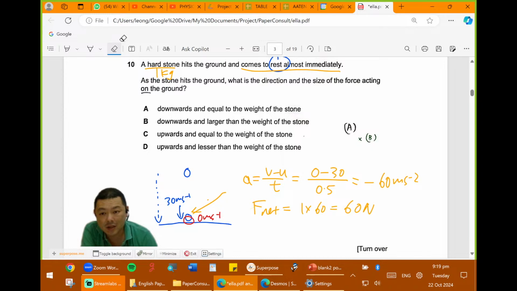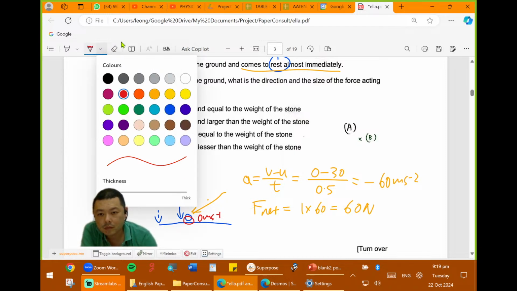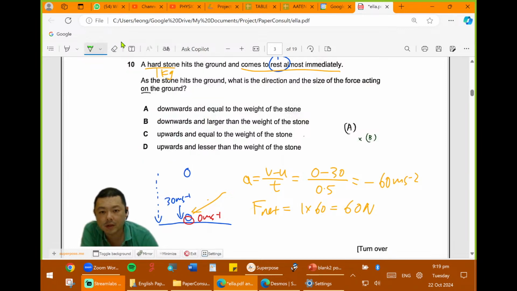Not done yet. That's why I say this question is hard, because I'm not done yet. So in terms of forces, we need to draw the forces acting on the stone. Let me draw the forces acting on the stone. The resultant force, is it a real force? No, right? A resultant force is the result of other forces. So when the stone hits the ground, what are the forces experienced by the stone?